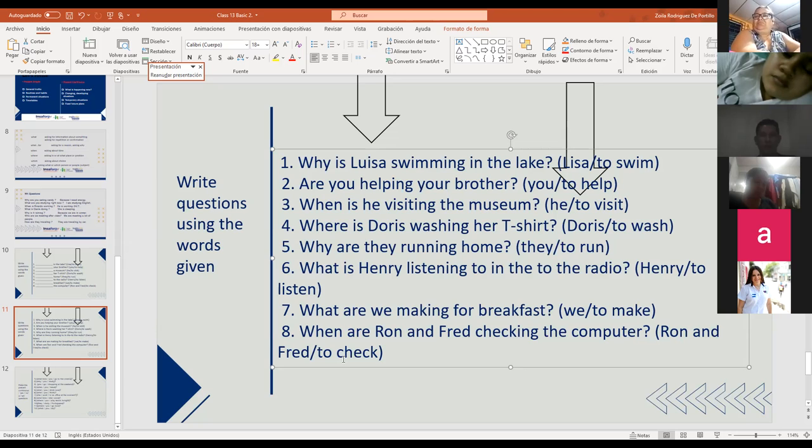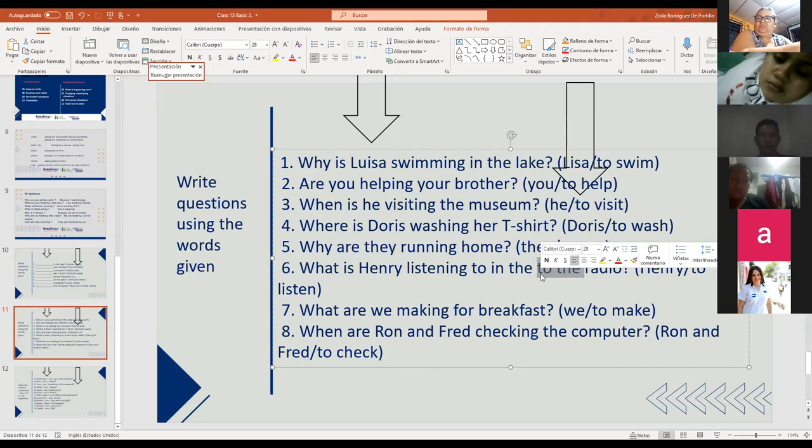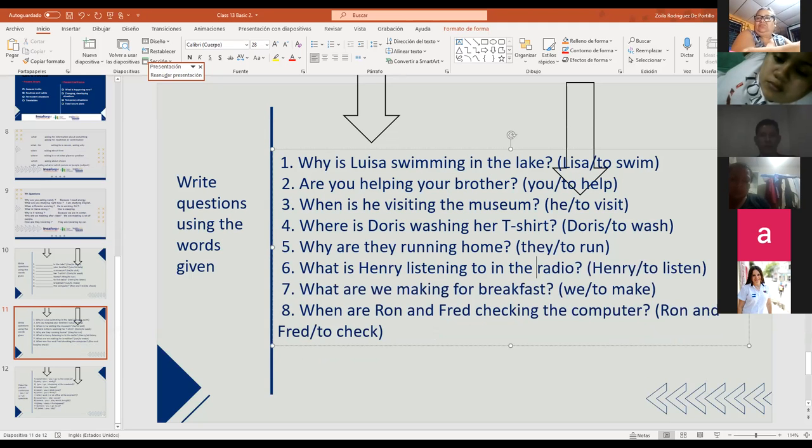I have an issue with the number 6 question. What is Henry listening to in the radio? I know him in the two. What happened there? Aristides, right? Yeah. Okay. I said it well, but I didn't write it well. What is Henry listening to in the radio?